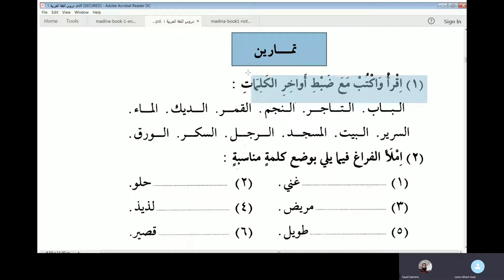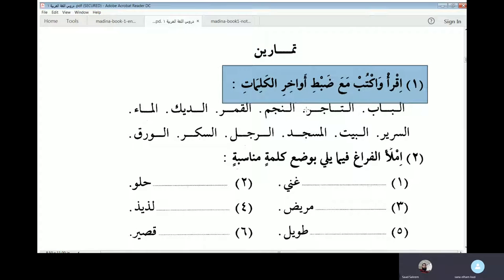Ikra wa uktub ma'a sabti al-kalimat. So, read and write the words with correct endings. Ma sabti. Ma is with the firmness at the ending of the word, or it means with correct endings.